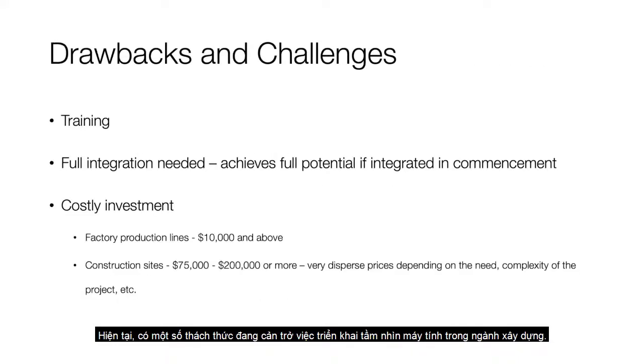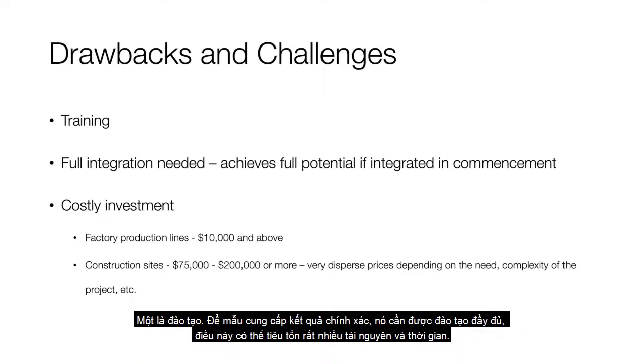The challenges that may hinder or delay the implementation of computer vision in the present construction industry is, one, training the model, because again, for the model to be accurate, for it to be able to accurately recognize an image, it has to be trained as well. It has to have a lengthy training, and this exhausts a lot of resources and a lot of time.